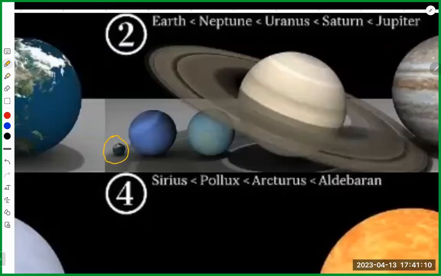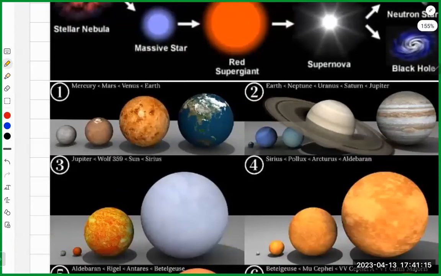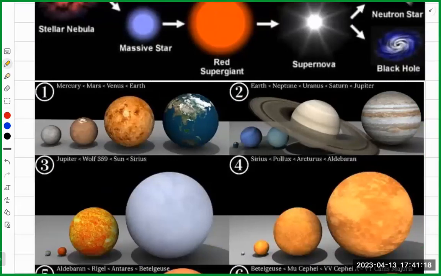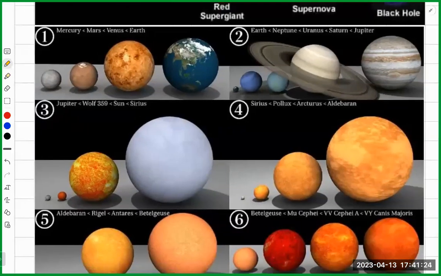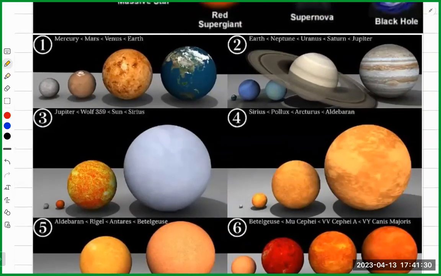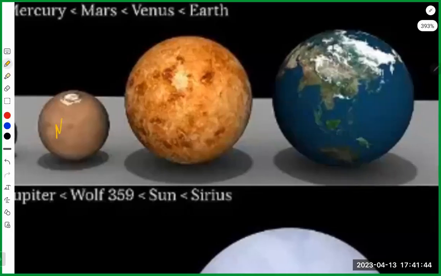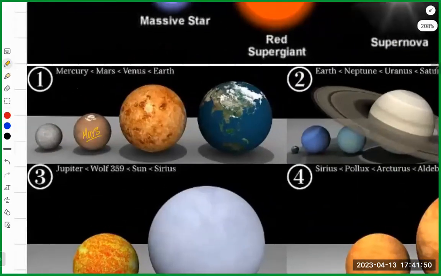This is Earth. Because if he would have gone with the same scale as he was going earlier, then it won't be possible to fit everything in. So he has changed scale in diagram 2. 1, 2, 3 is showing Mercury, Mars, Venus, and Earth. So this is Mars. It is smaller, even smaller than Venus.